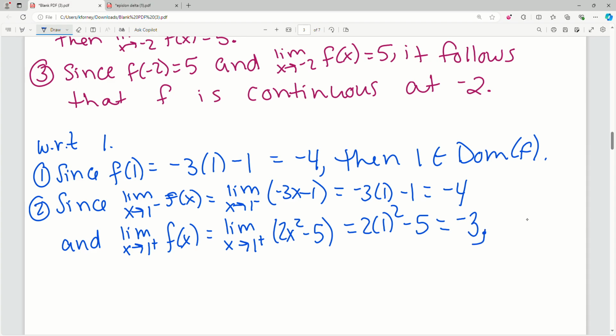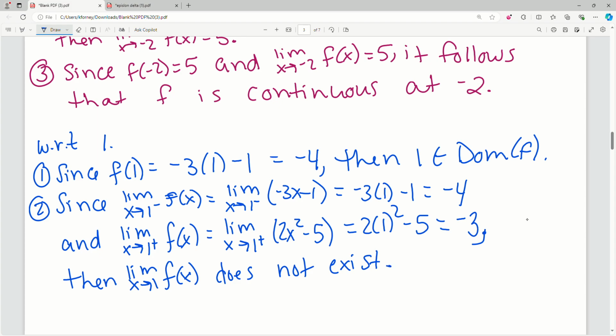So now, because they're not equal, that tells me the limit as x approaches 1 of f of x does not exist. Therefore, f is not continuous at 1.